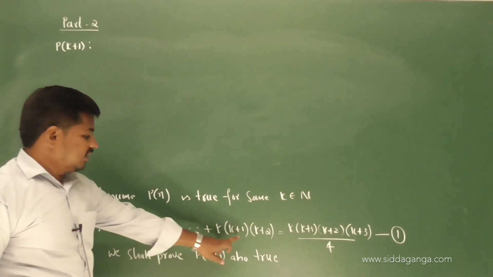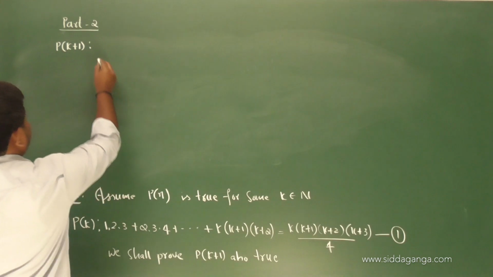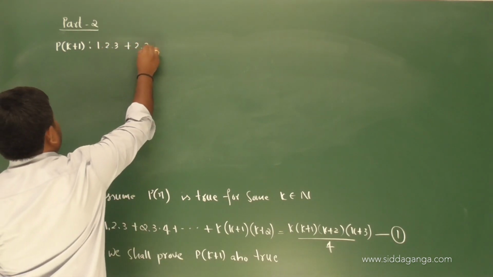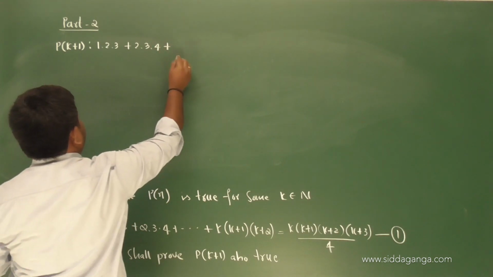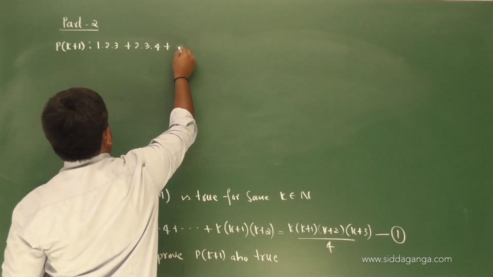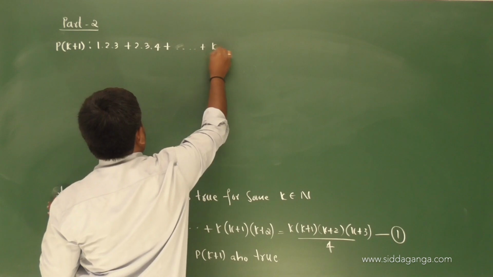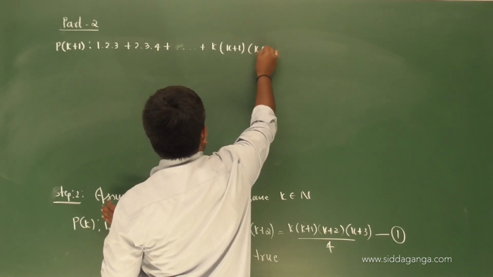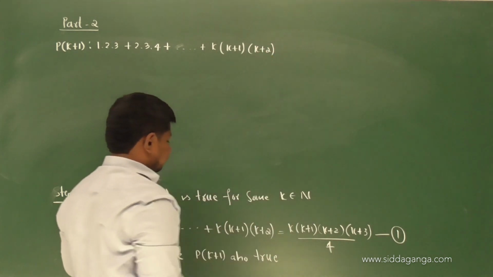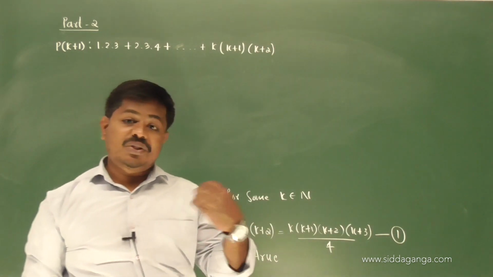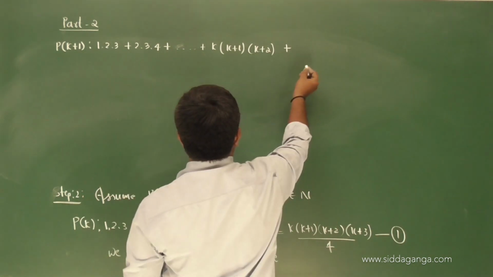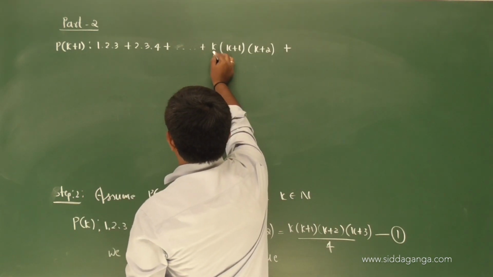Till the kth term you write as it is: 1 into 2 into 3 plus 2 into 3 into 4 plus, and so on, you get k into k plus 1 into k plus 2. This is the kth term. Now let's write the k plus 1th term. As I said before, students, the k plus 1th term is given by replacing k wherever you have it by k plus 1.